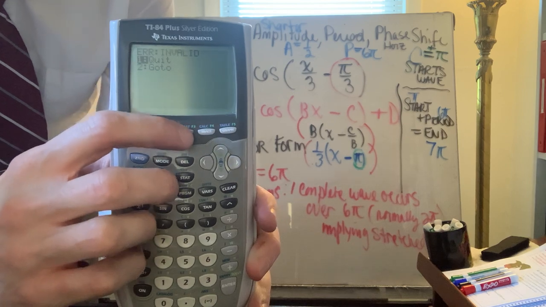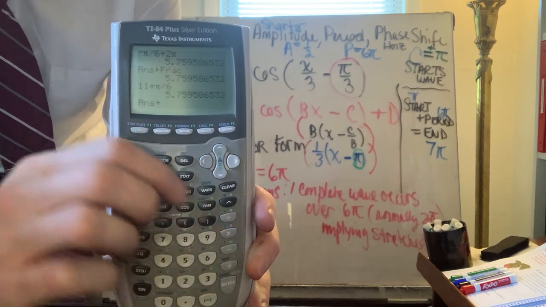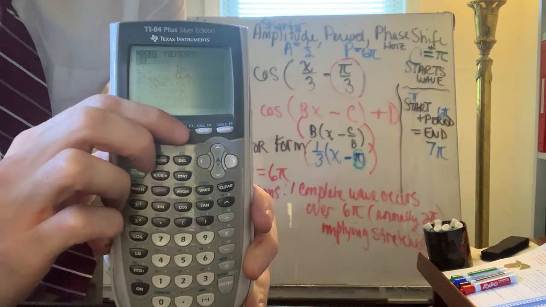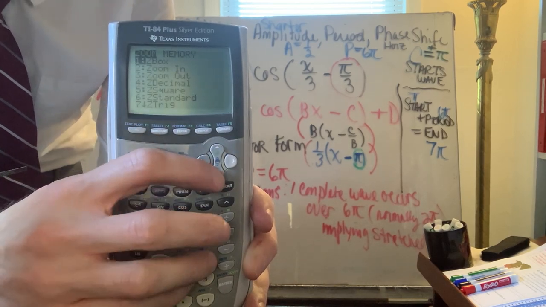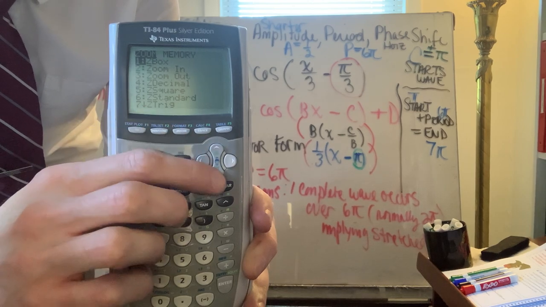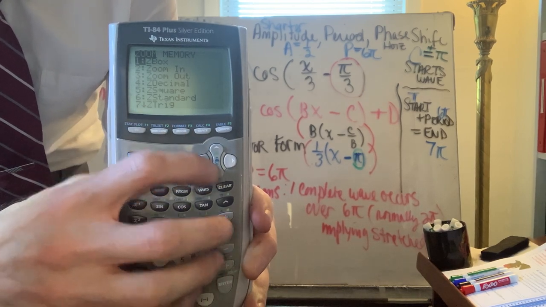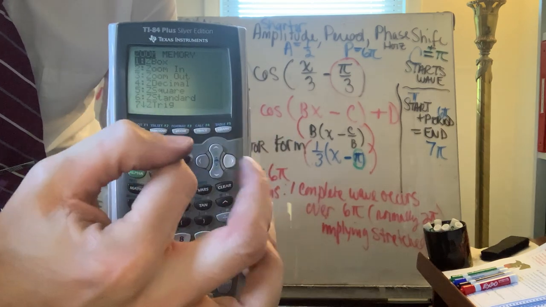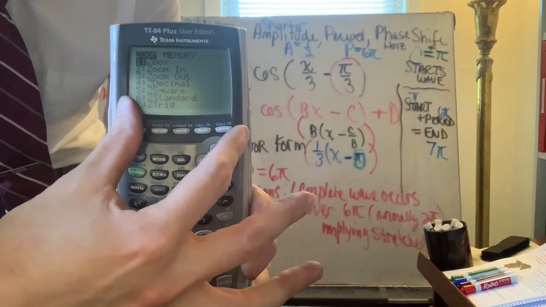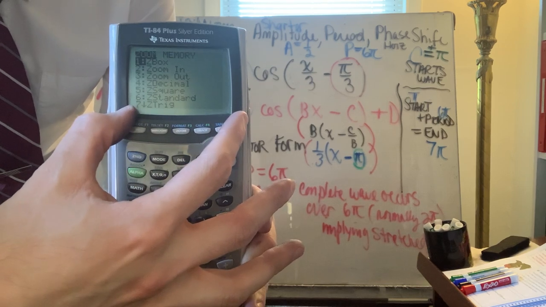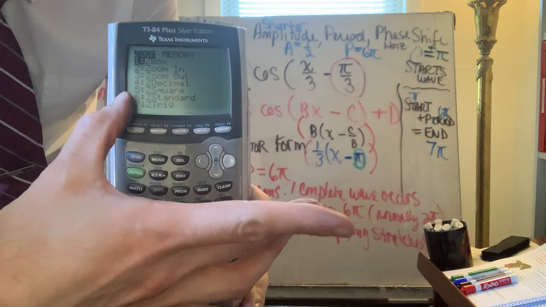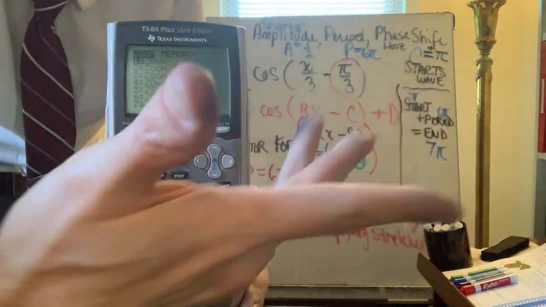Let me see if I can get this to fit. All right. Zoom. If necessary, you can go into window. I hate doing that, but you could force the scale this way to be beyond 7 pi. If you're getting an error message when you're checking calculation points, it's because it's not on the screen, even though it should be able to predict it, it doesn't.